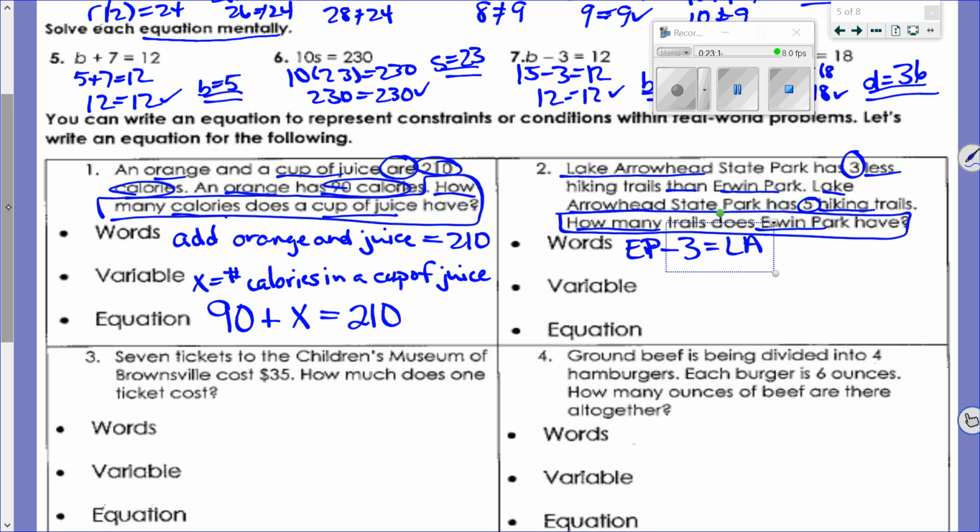So what is our variable? What is it we don't know? The amount of hiking trails that Irwin has. Good. So my X is number of hiking trails in Irwin Park.